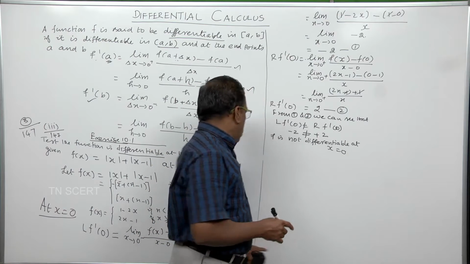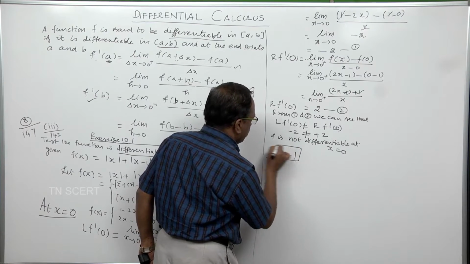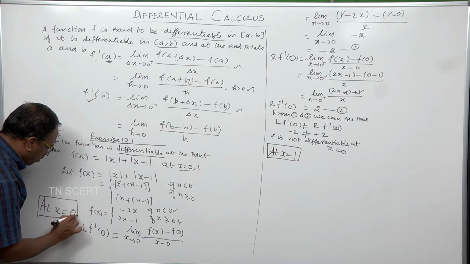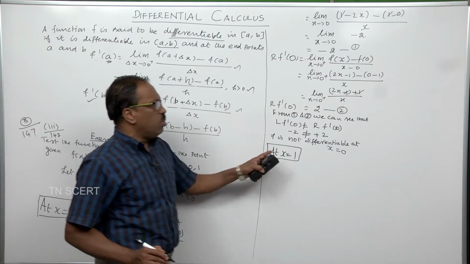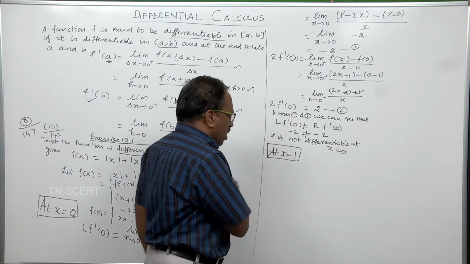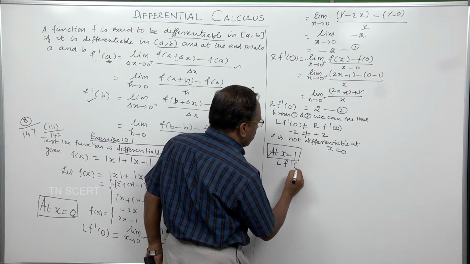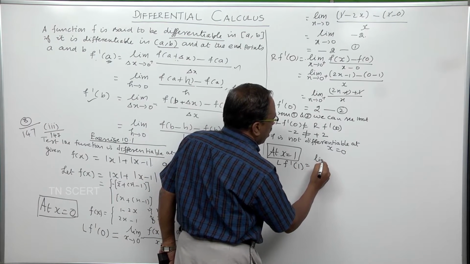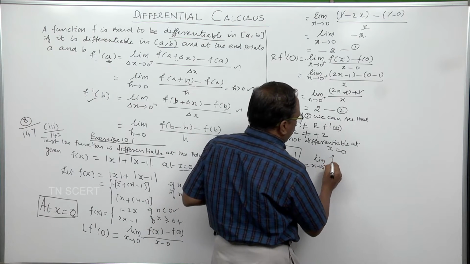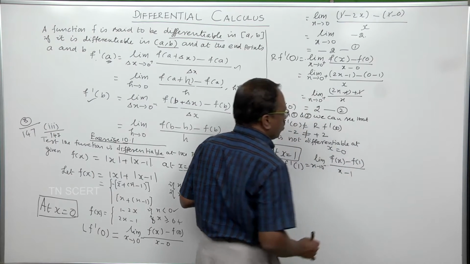Next, one more thing we have to check at x is equal to 1. First we took x is equal to 0, now at x is equal to 1. The same definition continues for x is equal to 1 to check whether the function is differentiable or not. That means L of f dash of 1, limit x tends to 1 minus, f of x minus f of 1 whole divided by x minus 1.